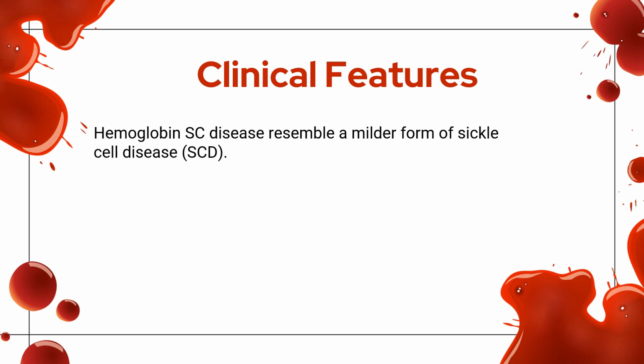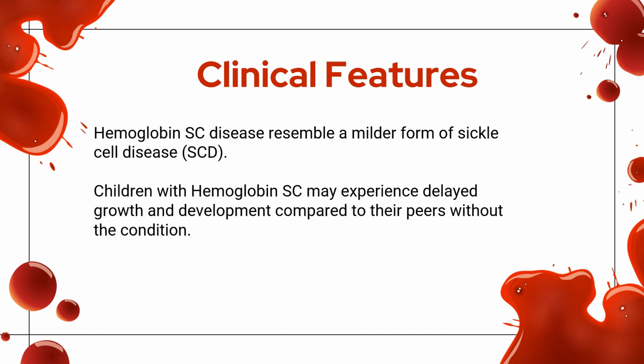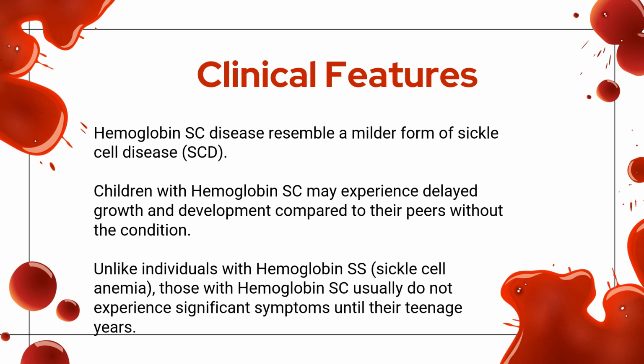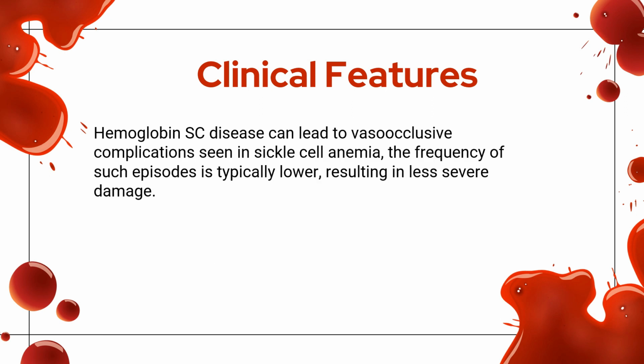The clinical features of hemoglobin SC disease resemble a milder form of sickle cell disease, SCD. Children with hemoglobin SC may experience delayed growth and development compared to their peers without the condition. However, unlike individuals with hemoglobin SS, sickle cell anemia, those with hemoglobin SC usually do not experience significant symptoms until their teenage years. While hemoglobin SC disease can lead to vaso-occlusive complications seen in sickle cell anemia, the frequency of such episodes is typically lower, resulting in less severe damage.